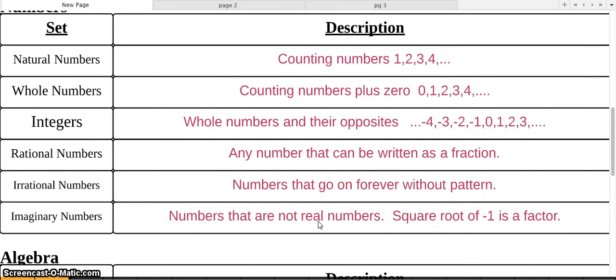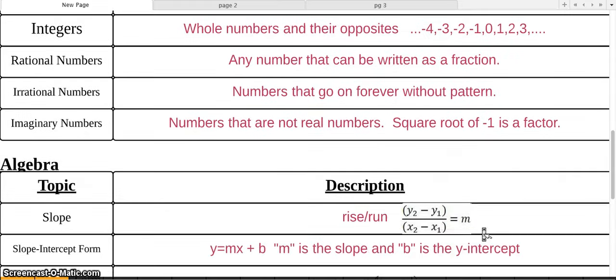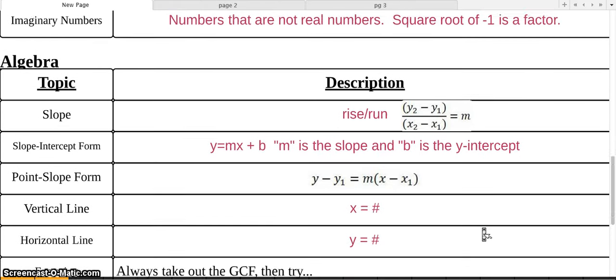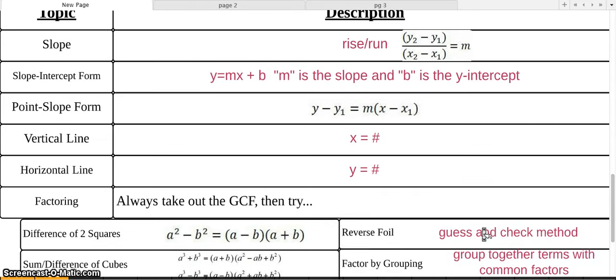Imaginary numbers are pretty much all the rest of the numbers that I haven't even talked about. Usually we'll refer to imaginary numbers anytime we have a negative underneath the square root sign. So we don't really like negatives underneath the square root sign, and if that happens, we allow it, we just call it an imaginary number. So hopefully you'll deal with that in your Algebra 2 class if you haven't already. All right, just a few basic review items for algebra.